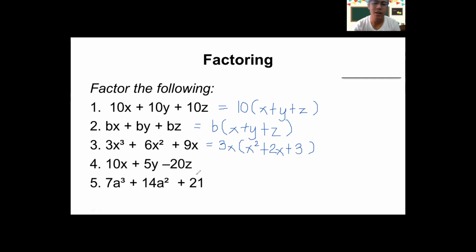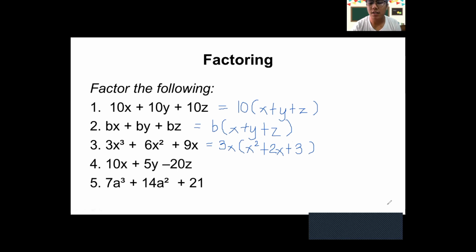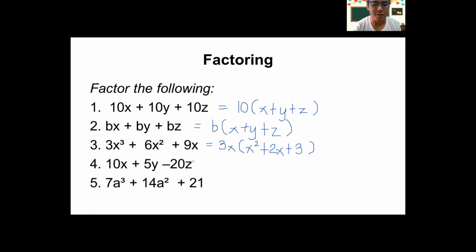Okay. Next, number 4. 10x plus 5y minus 10z. So the CMF here is 5. Okay, so 10x divided by 5, that is 2x. 5y divided by 5, that is y. Negative 20z divided by 5, that is negative 4z. Okay. This is the factor of 10x plus 5y minus 20z.